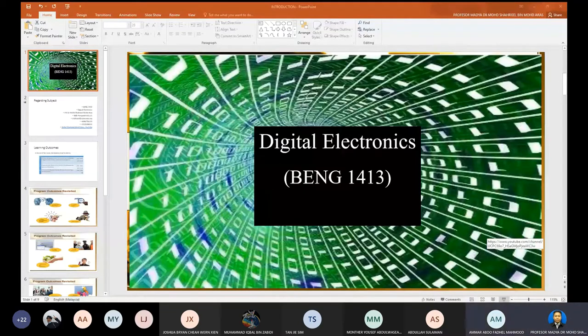This is my email. If you have any problem, you can email me or contact me. This is my handphone number. We also already have a WhatsApp group, so you can ask me personally or WhatsApp to the group. Because I'm currently the head of the mechatronic department, anything related to academics you can contact me personally using WhatsApp, or call me directly.